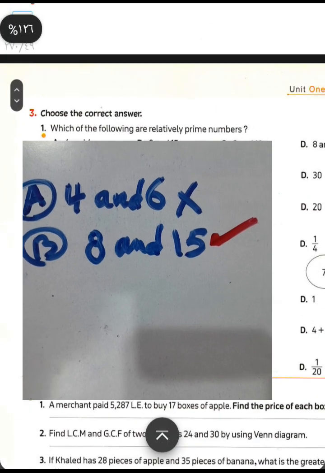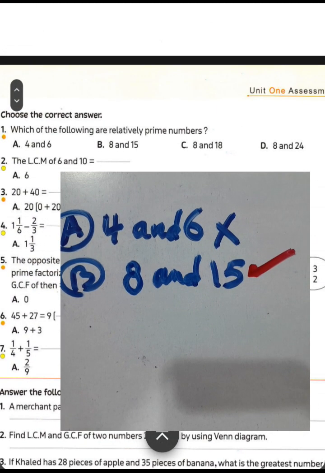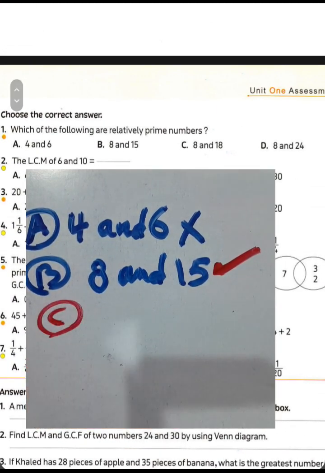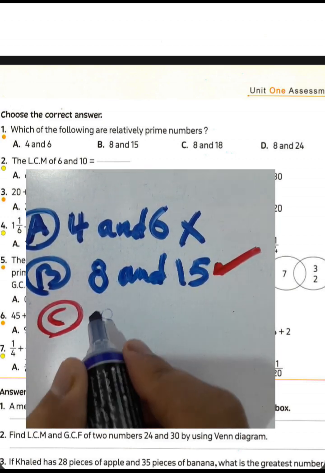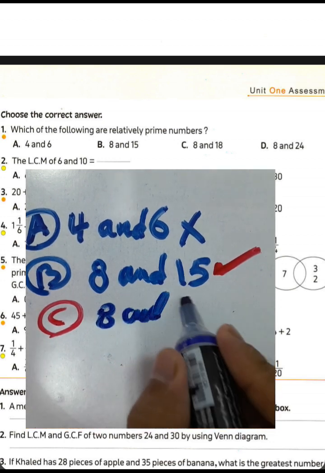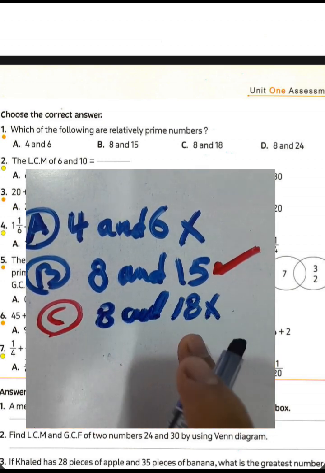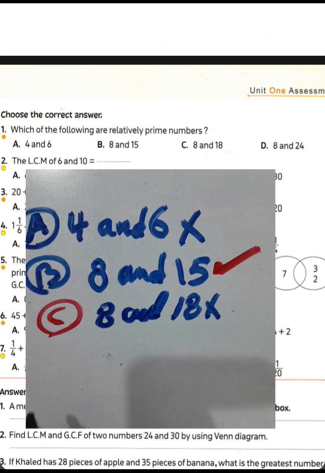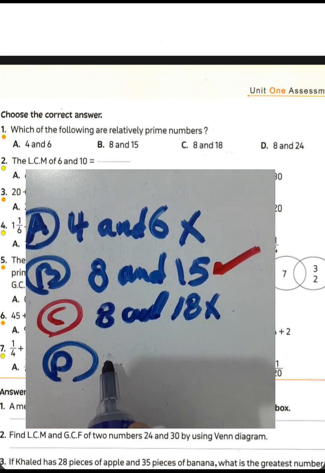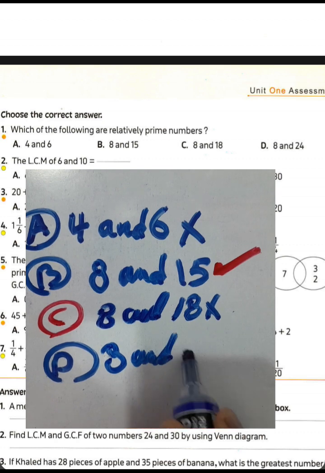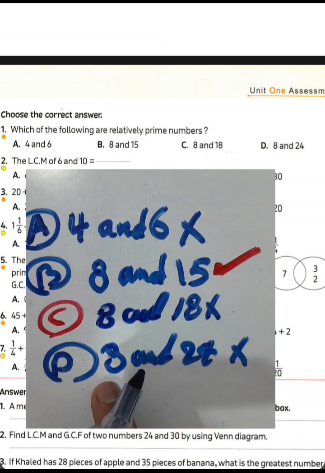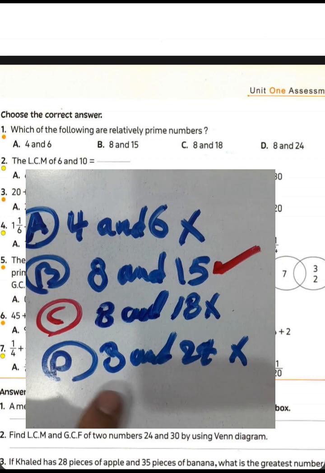But look at letter C and letter D with me. Letter C, 8 and 18. It's false because 8 and 18 can be divided by 2. Letter D, 8 and 24. It's false because 24 can be divided by 8. The highest common factor between 24 and 8 is 8. Okay? So we must choose letter B for this example.